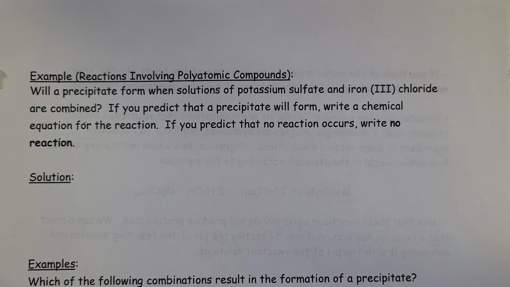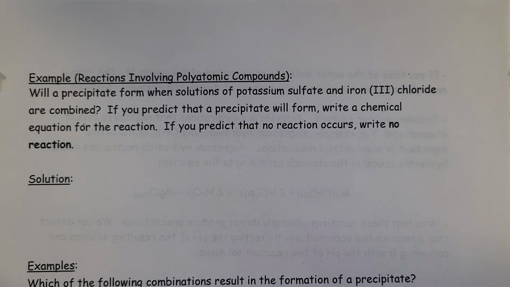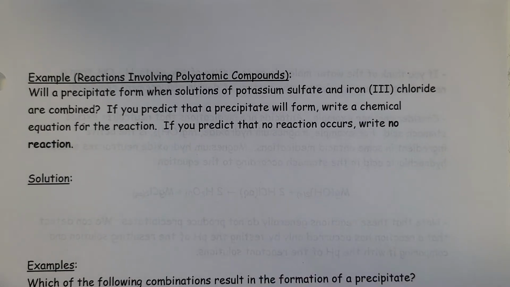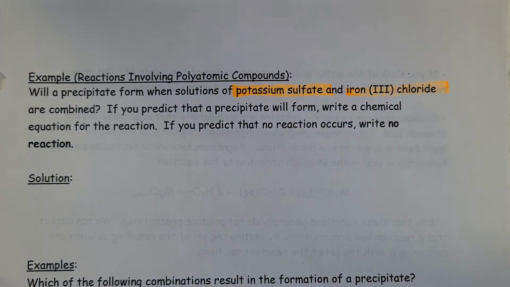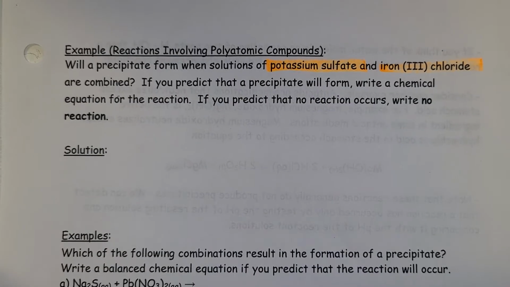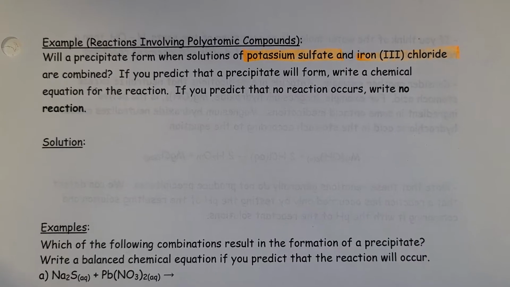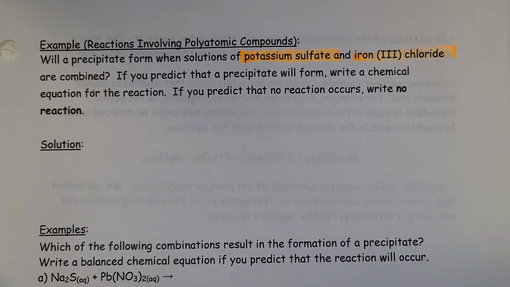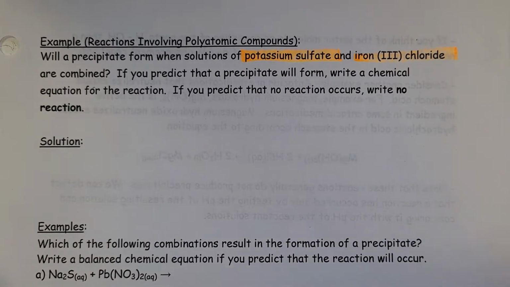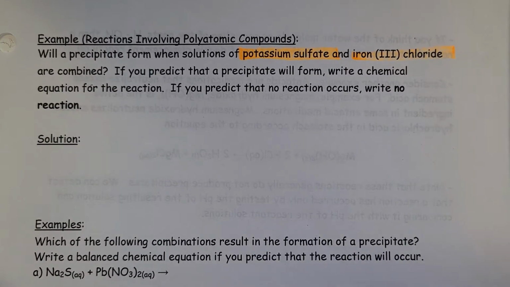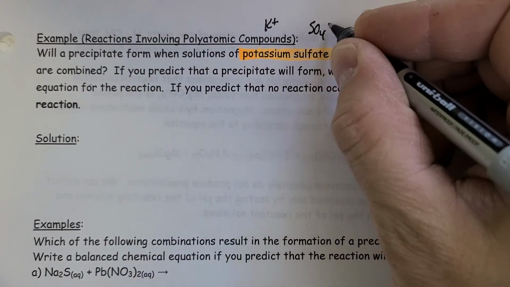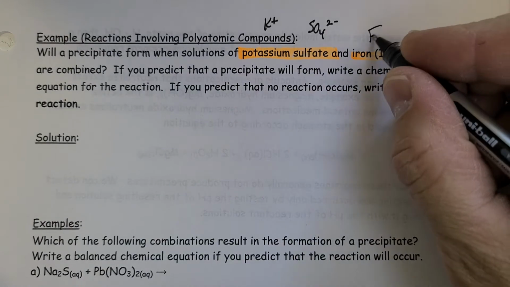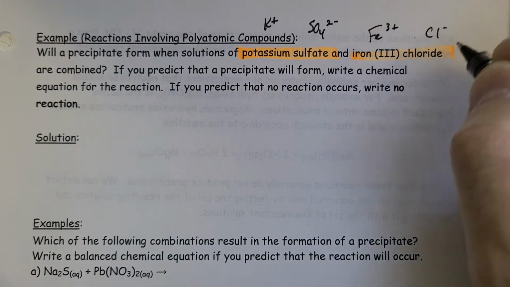Let's look at another example. All right, so let's see here. We have, will a precipitate form when we have potassium sulfate and iron 3 chloride together? Okay, so we're going to look at that, see what happens when I have that combination. So again, take a look at your pink periodic table booklet so we can get the charges of each of these. So potassium is K+, sulfate is SO4 2 negative, iron 3, of course we know that's Fe3+, and chloride.